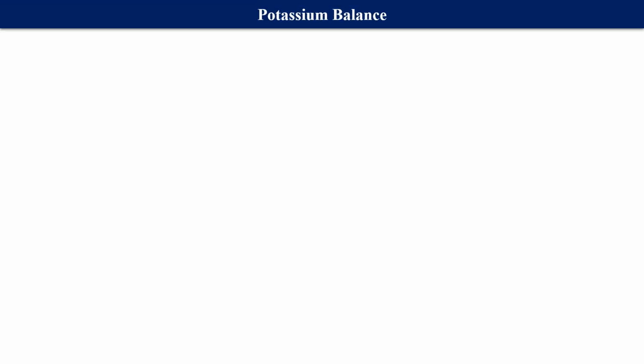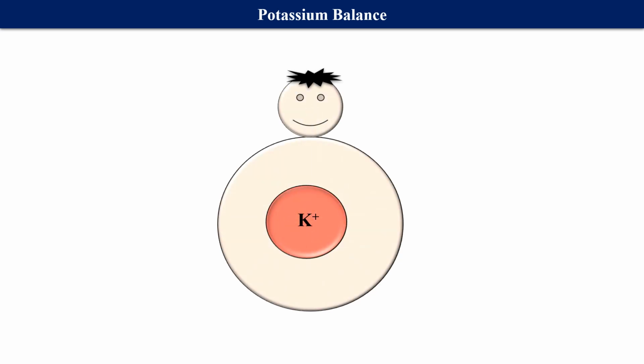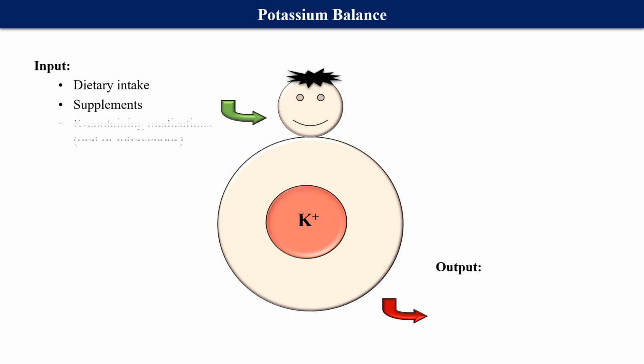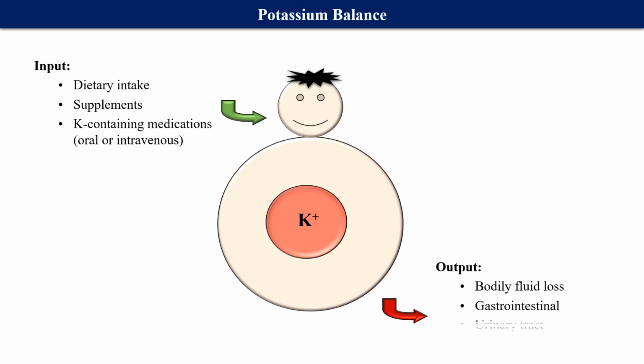How is potassium balance achieved? Looking at the big picture, there is input and output. Input includes dietary intake, supplements, or potassium-containing medications or intravenous fluids. Output includes bodily fluid loss, in particular gastrointestinal and urinary potassium loss.